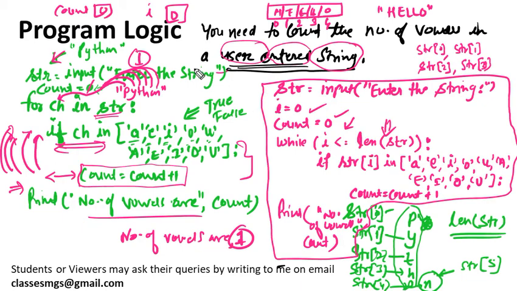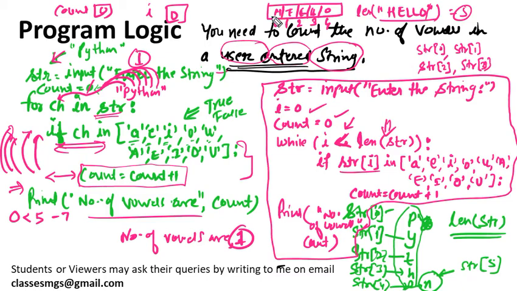I is less than length of string, so 0 is less than length of string. Length of string is what? 5. The length function returns the number of characters in the string. So how many characters are there? 5. So 5 is the length. So 0 is less than 5, condition true. We need to apply this up to length, not equals to; you need to use less than n. Now if 0 is less than 5, then the condition is true, and we are going to access the string 0.